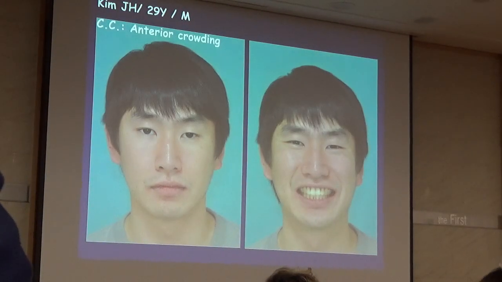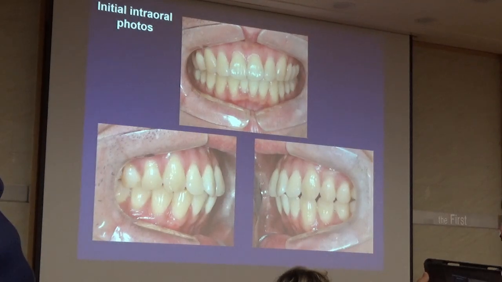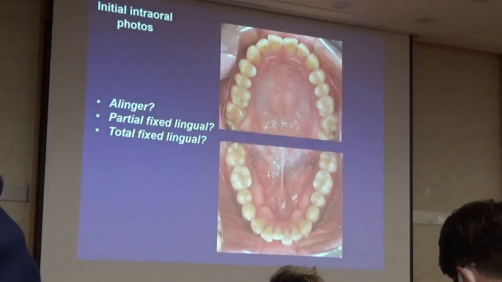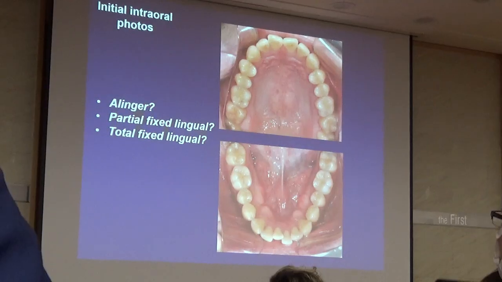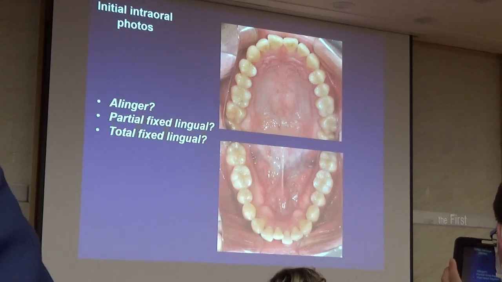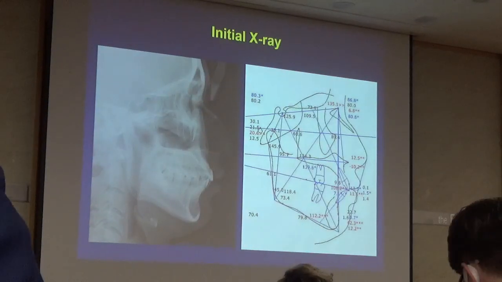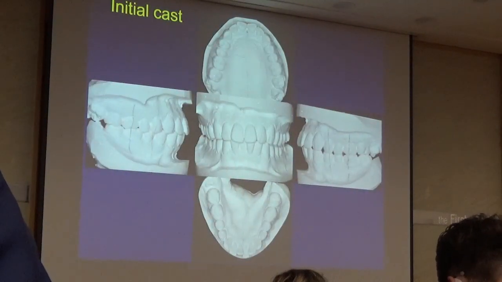Midline. Tiny little amount of midline deviation. What was his complaint? Crowding. Minor crowding. Okay? What else do you see? Class 1. Slight class 2. Absolutely minor crowding. This is the model.